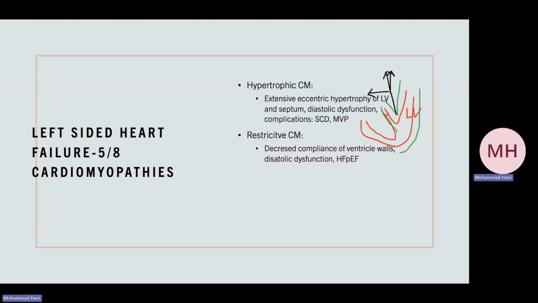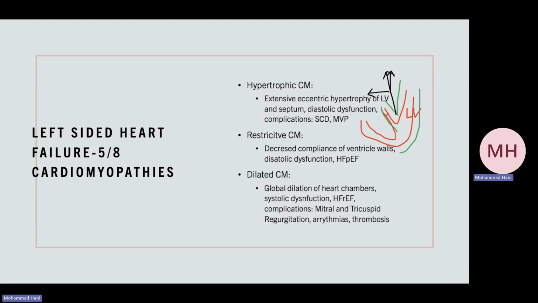Then moving on, you also have restrictive cardiomyopathy, basically decreased compliance of the ventricular walls, diastolic dysfunction, and it leads to heart failure with preserved ejection fraction. Because you have decreased compliance of the ventricular walls, they're not going to relax completely. Again, poor filling, but they are still able to maintain a normal ejection fraction. But because of impaired filling, they have a lower stroke volume, and lower stroke volume directly translates into a lower cardiac output.